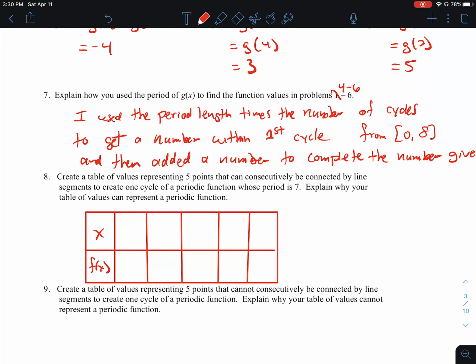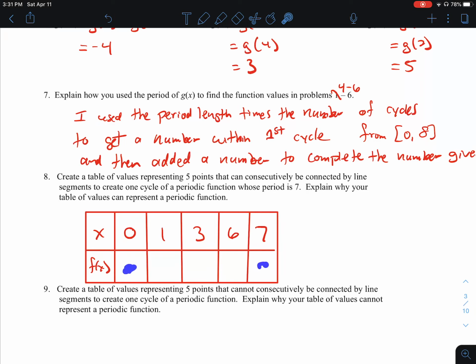So that means wherever I start, I want to end 7 units later. So I'm just going to go 0 to 7 because that's super easy. And then I'm going to pick numbers between 0 and 7. These don't have to be equally spaced. So let's say 1, 3, and 6. Doesn't matter what I choose.